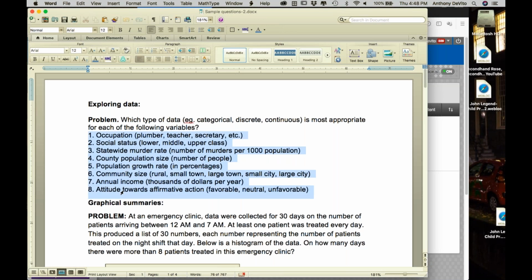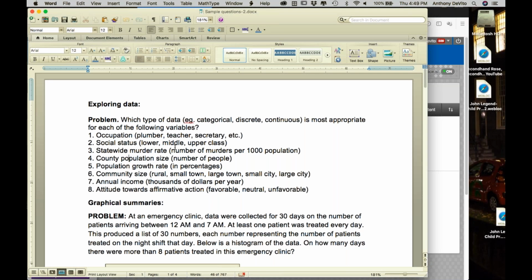Okay, so let's take a look at this. Occupation: plumber, teacher, secretary, etc. What kind of variable? Categorical, right? Nominal or categorical. Basically, use those interchangeably. Social status: lower, middle, or upper class. It's categorical, but it's a special version of categorical, right? It's ordinal, right? Because lower, upper, middle, even though they're names of classes, so it's nominal or categorical, they also have relevance in terms of one is larger or better or different than the others, right?